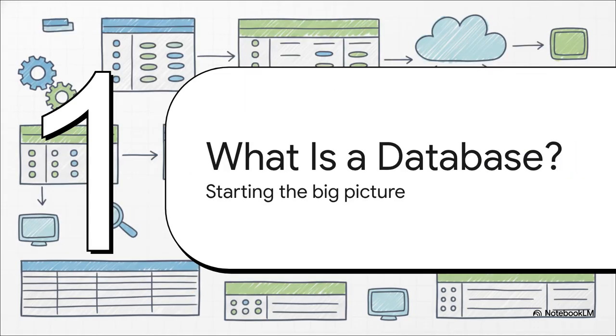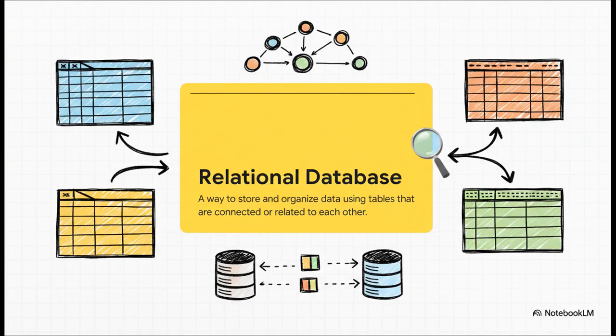Okay, let's start with the 30,000-foot view. Before we dive into the nuts and bolts, what are we even talking about when we say relational database? Let's get the main idea down first. At its heart, a relational database is really just a collection of tables. But the magic word here is relational. These aren't just a bunch of separate lists floating around. Nope, they are specifically designed to be linked together, creating this whole web of connected information.